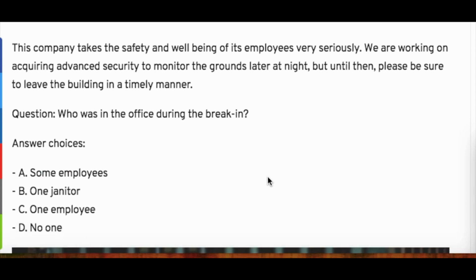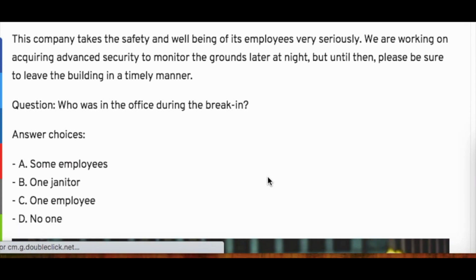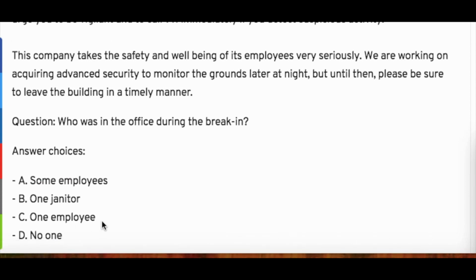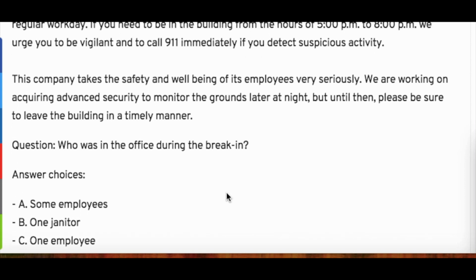Then the question says, who was in the office during the break-in? So D, hopefully we can eliminate D. It says no one, so obviously somebody was there. So it's either A, B, or C. So get a good look here. Some employees, one janitor, or one employee. And so like I said, you can pause the video, figure this out, and if you need help, either rewind the video or click the link and you can read the article for yourself. And then we'll go over the answer.